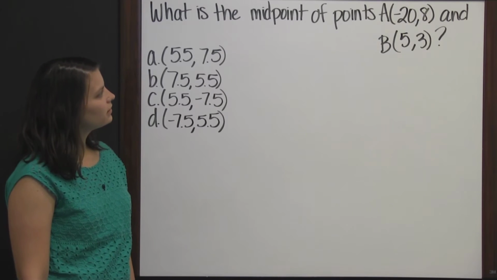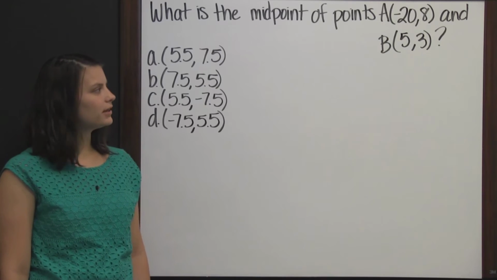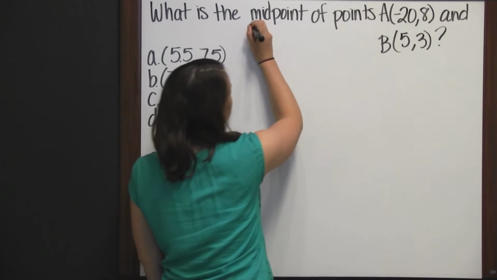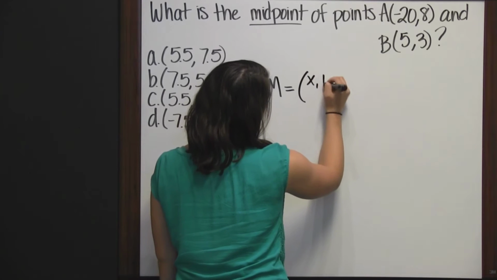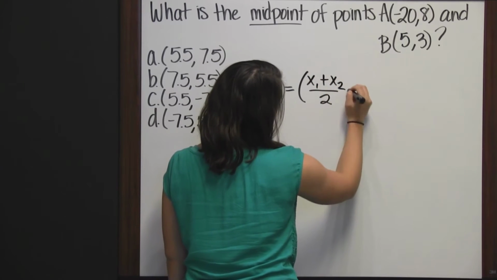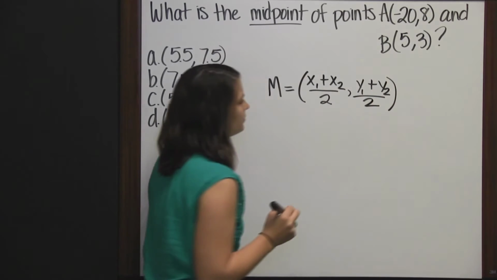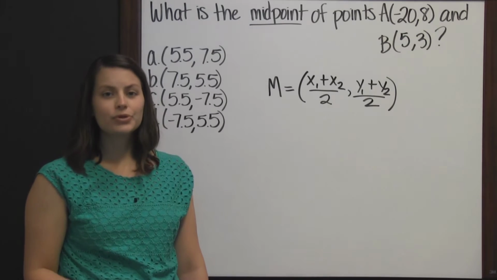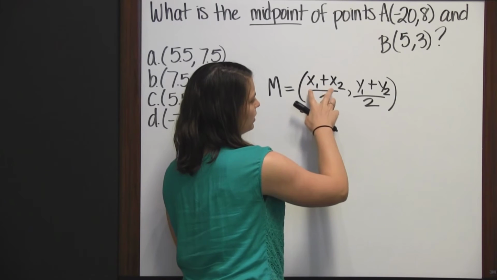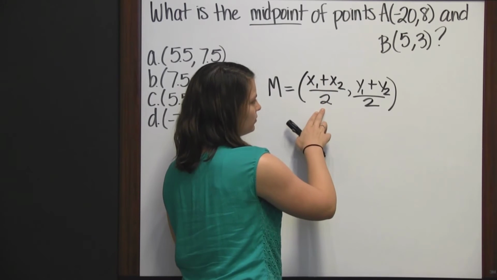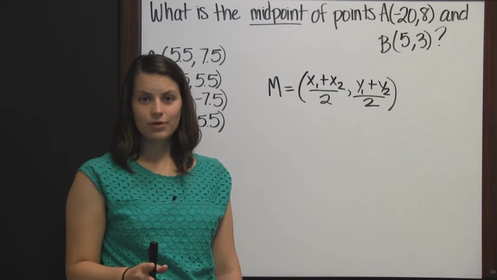What is the midpoint of points A, (-20, 8), and B, (5, 3)? To find the midpoint, we can use the midpoint formula, which is x1 plus x2 divided by 2, then y1 plus y2 divided by 2. If you look closely, you'll notice you're adding your endpoint x coordinates together and dividing by 2. That's an average, or the middle of those two numbers.